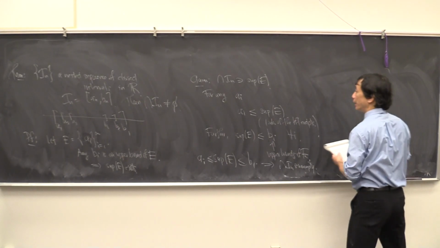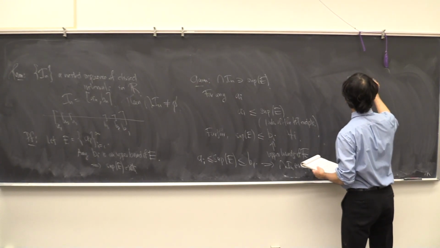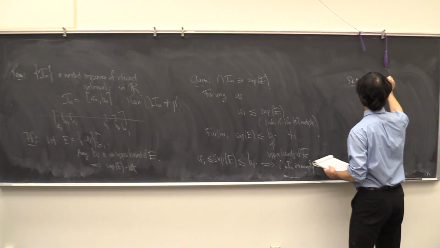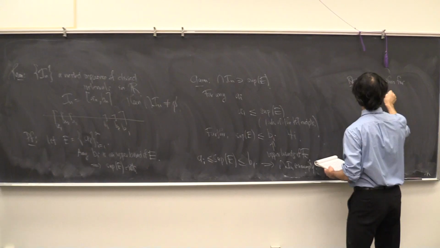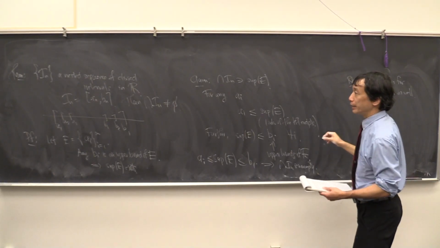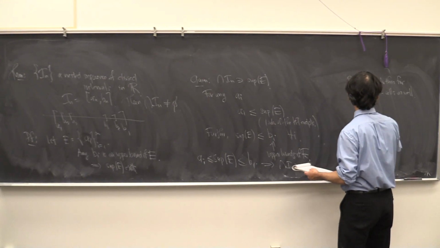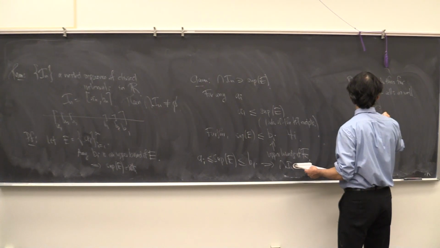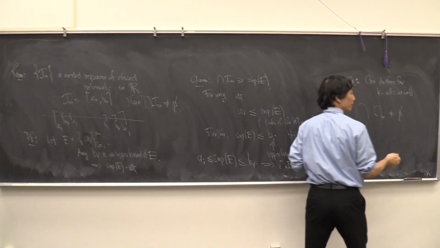Okay, and remark, you can do this for K cells as well. Right, that the intersection of nested K cells, if you have an intersection of nested K cells, is going to be non-empty.